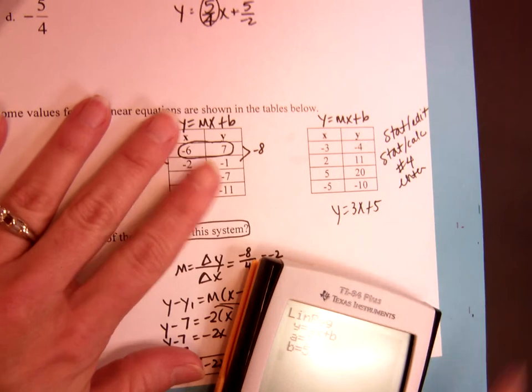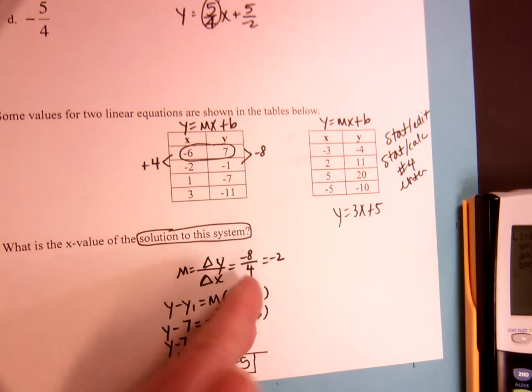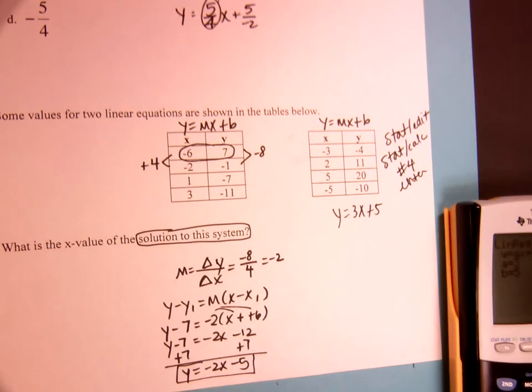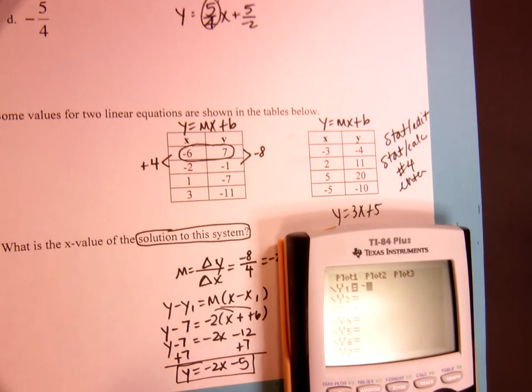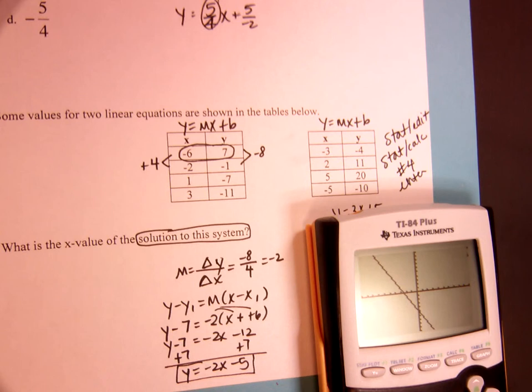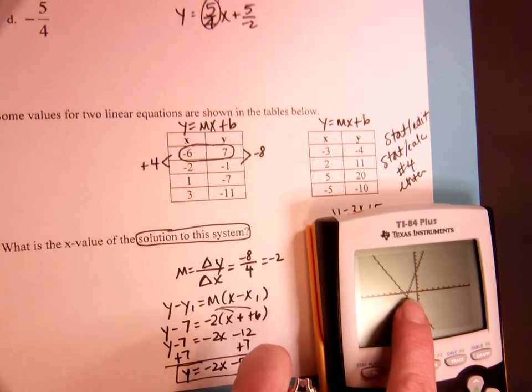Now, we're not quite finished because it's asking for the solution. So we want to see where these two things cross, where these two lines cross. So we're going to go to our calculator, and in the y equals, we're going to type in both equations. So negative 2x minus 5 and 3x plus 5. Now let's look at the graph. We want to see where they're crossing. And they're crossing right here at the point negative 2, negative 1, it looks like.